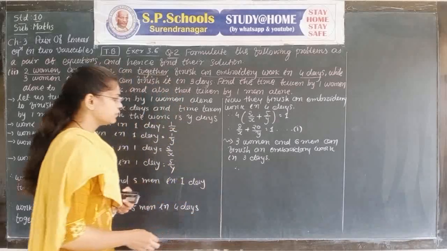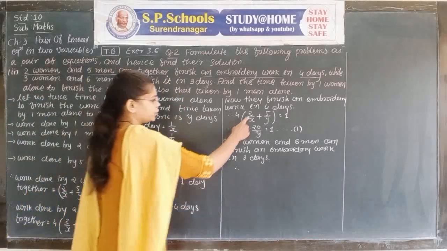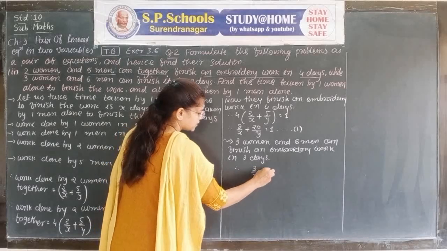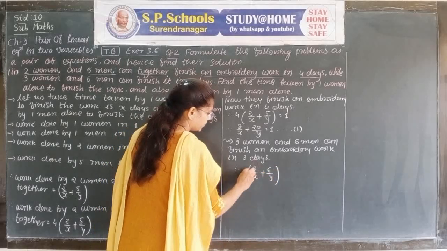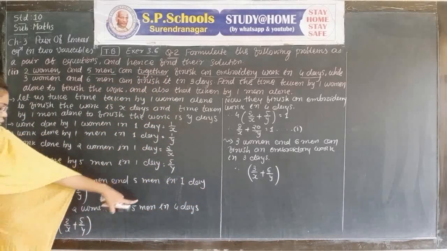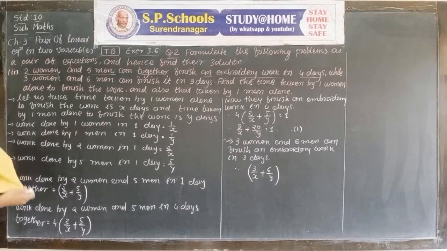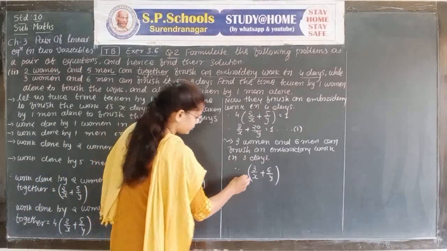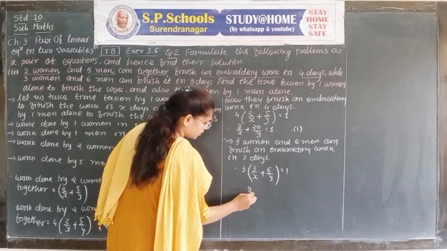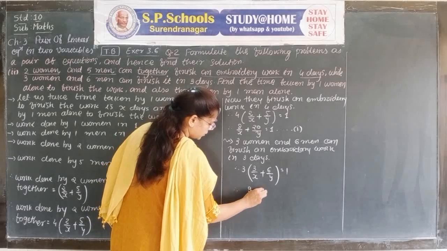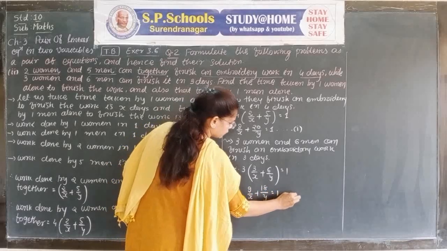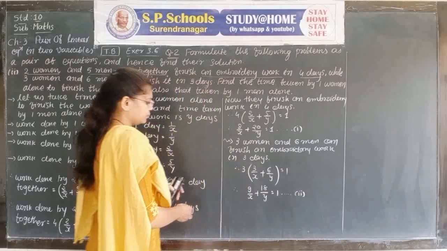That's why our equation will become: 2 women, then 2 upon x; 3 women, then 3 upon x; 6 men, then 6 upon y. We multiply it by the number of days. Here we multiply it by 3 and it is a complete work. 3 threes are 9 upon x plus 18 upon y is equal to 1, which is our equation number 2.